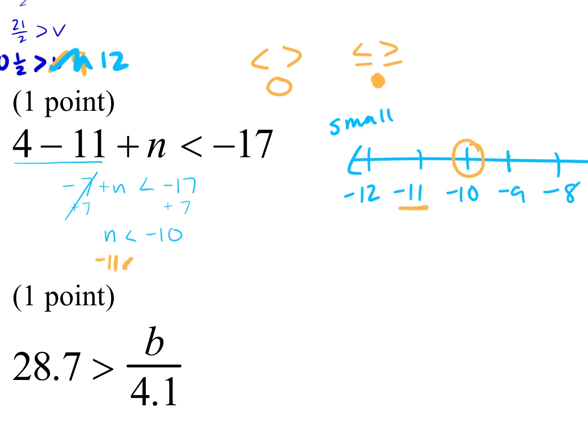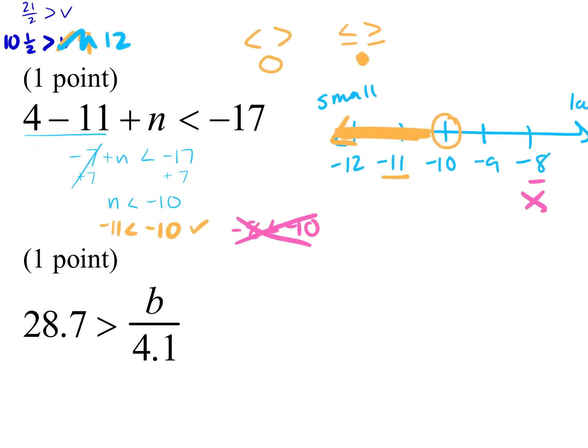So if I said negative 11 is less than negative 10, is this true? Yeah, negative 11 is less than negative 10. So where would I shade? To the left. I shade where it's true. So I would shade to the left. We can test a number that's greater. So let's say I said negative 8. So negative 8 is less than negative 10. Is this true? No. So we don't shade on that side. We only shade where it makes sense, where it's true.